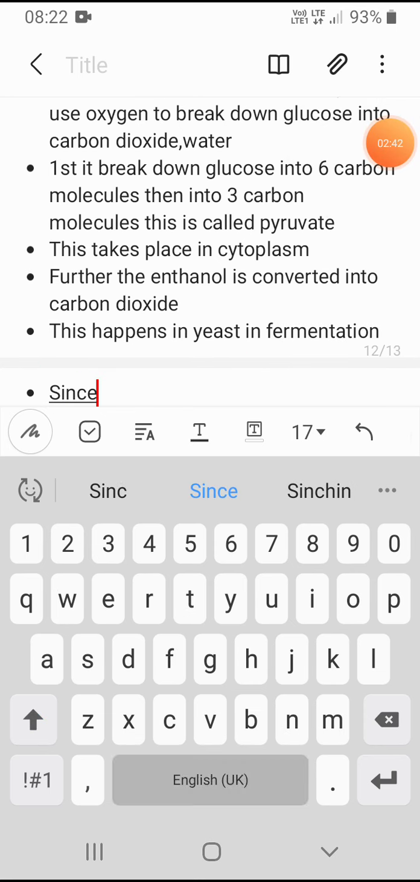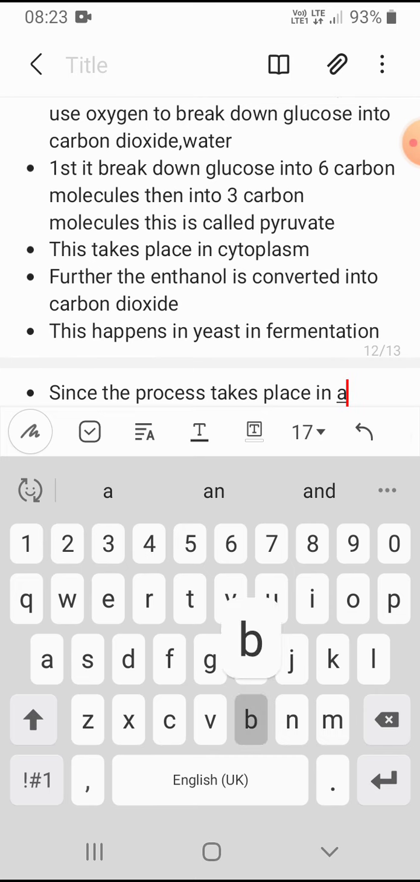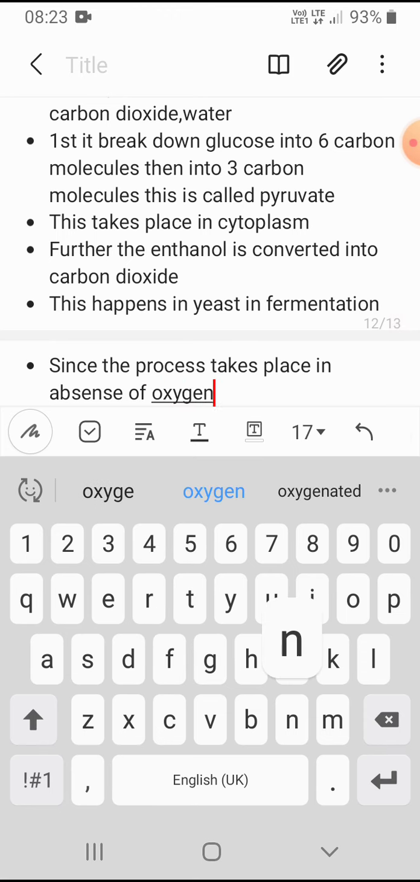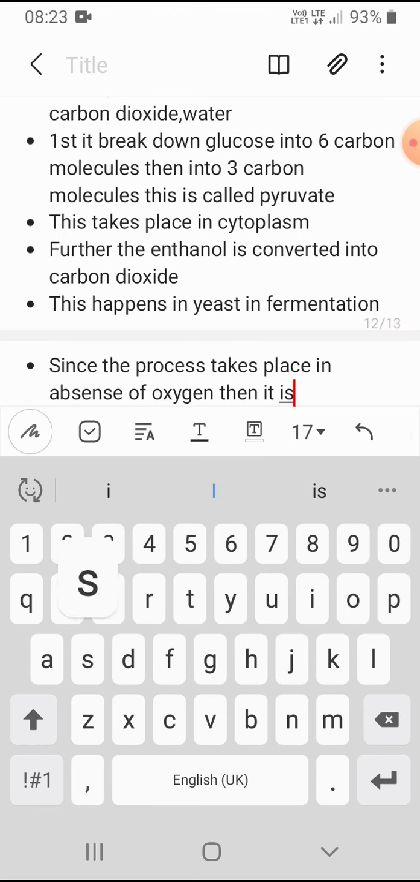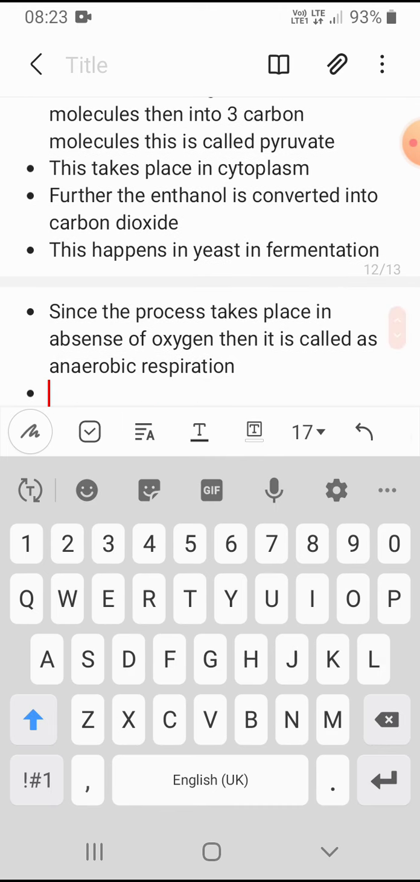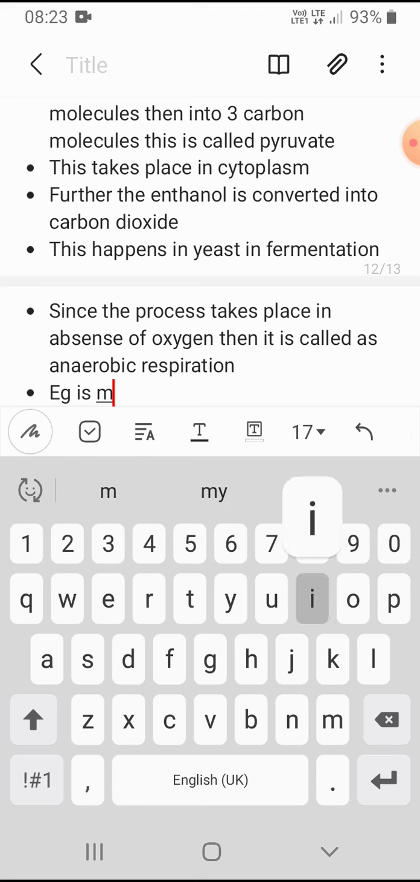Since the process takes place in the absence of oxygen, if any process takes place in the absence of oxygen or air, then it is called anaerobic respiration. You may have learnt anaerobic respiration in your lower classes, and one example is yeast.